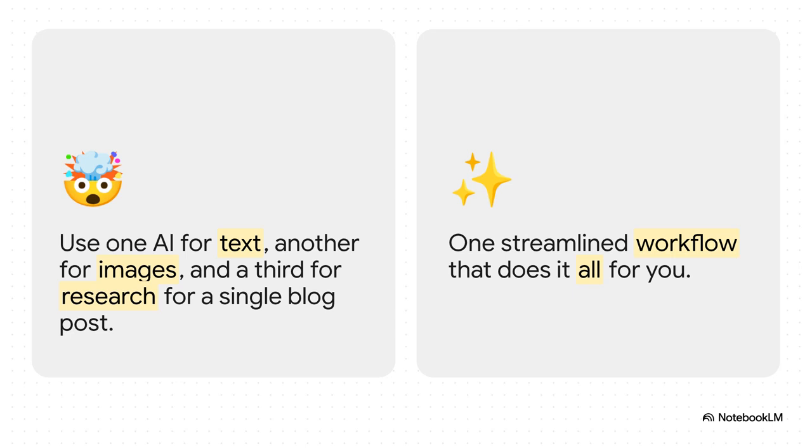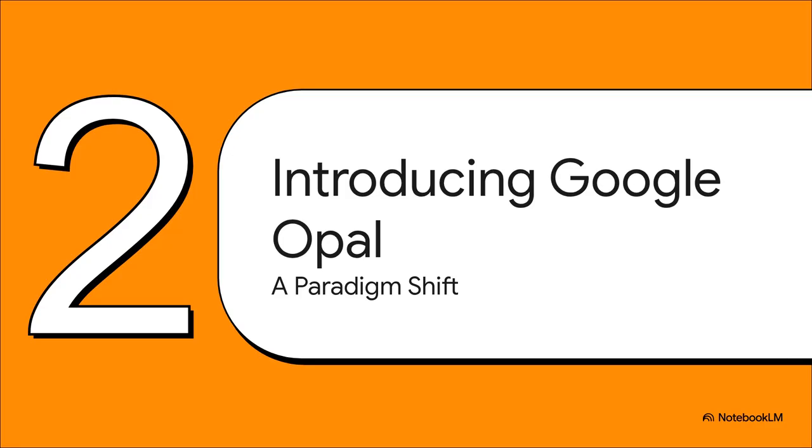And this slide just nails it. Think about writing a simple blog post. The old way, which is, well, right now, means you're using one tool like ChatGPT for the text, then you jump over to Midjourney for the images, maybe another app for research. It's all over the place. The whole idea behind the Opal way is to take all of that and just crush it down into one single, easy workflow.